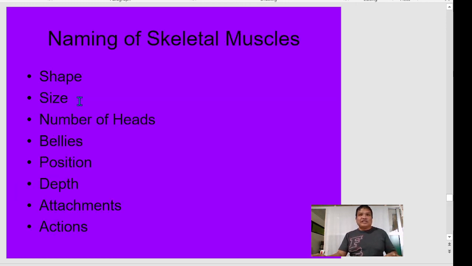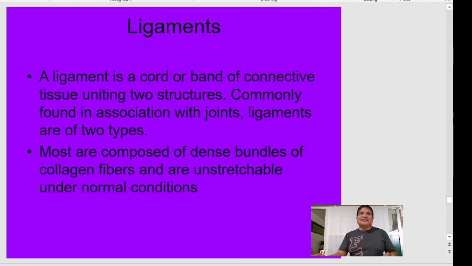So skeletal muscles are named according to shape, size, number of heads, belly's position, deep attachment, and actions. That will be discussed later on. Then you have your ligaments. Ligaments are supporting structures that hold the bones together.